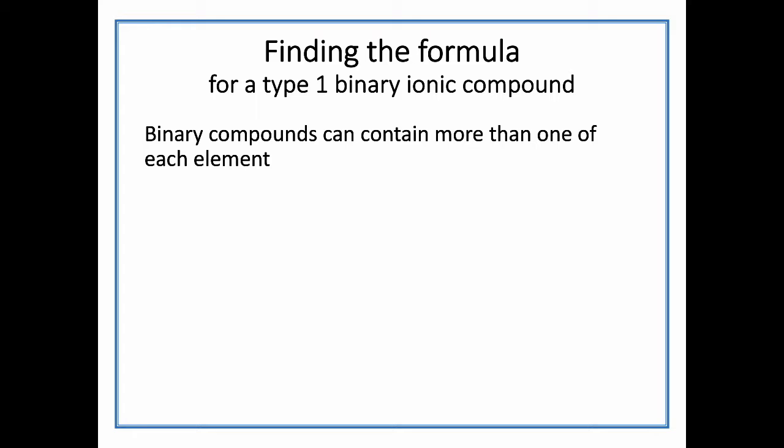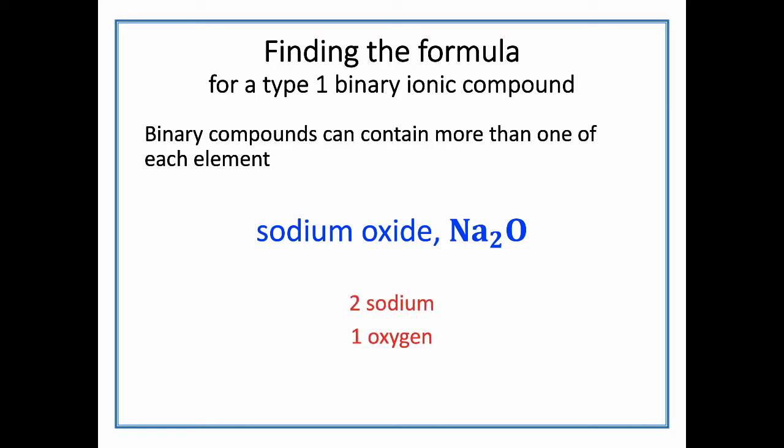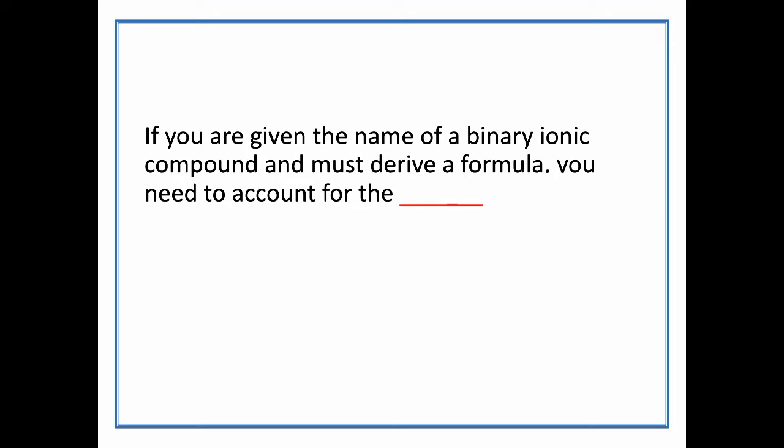Okay, now let's talk about how we find the formula for a binary ionic compound if we're given the name. Although binary compounds are composed of two different elements, they can contain more than one atom of a given element. For example, sodium oxide contains two sodium atoms and one oxygen atom. If you are given the name of a binary ionic compound and you have to come up with the formula, you need to account for the charges on the ions.